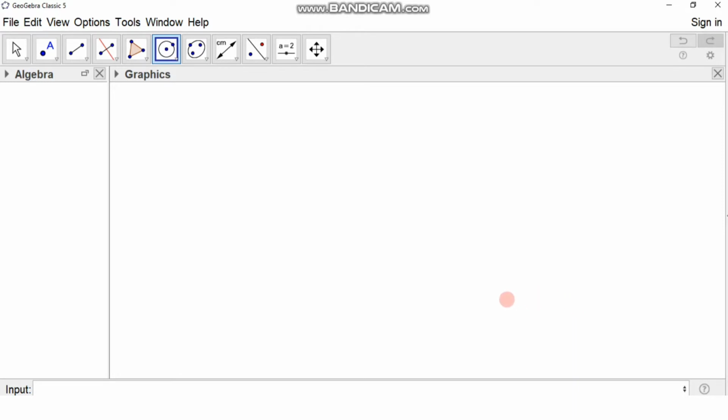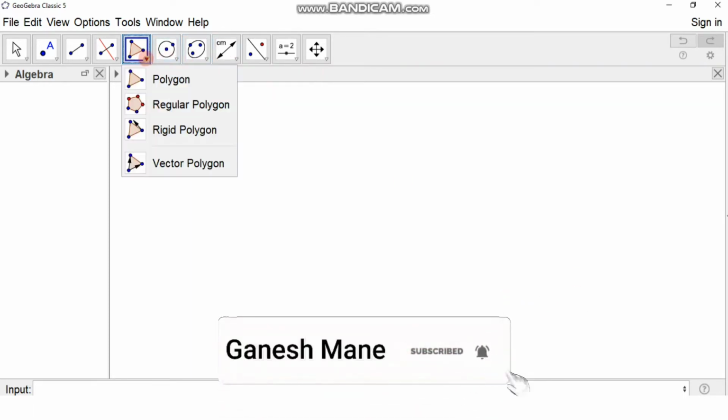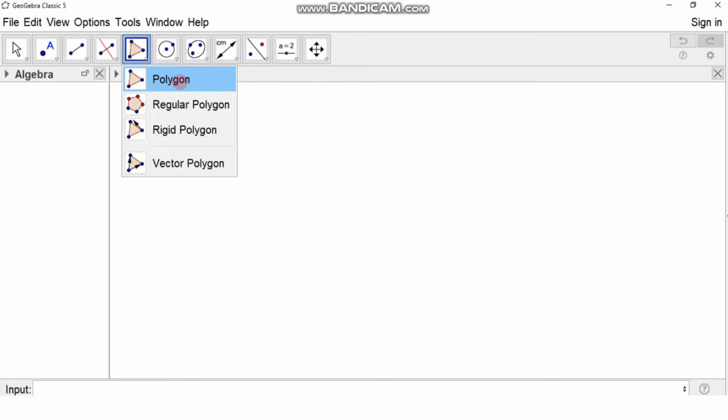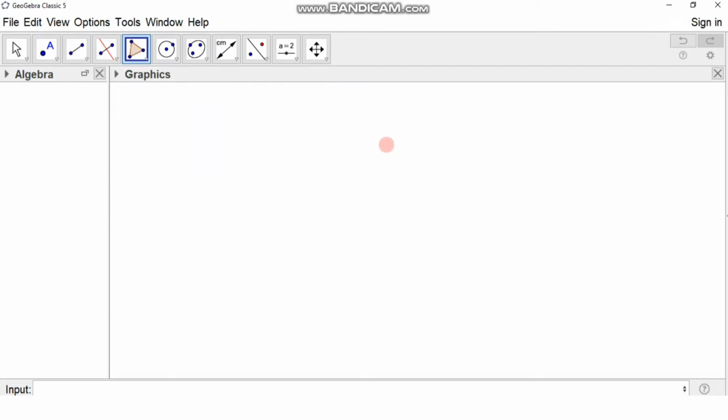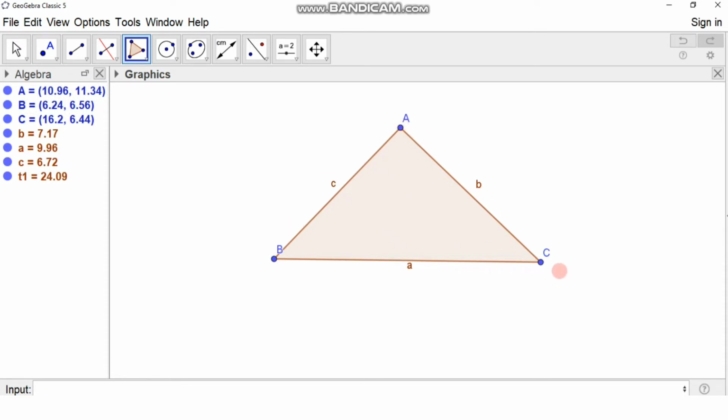That's why first of all we should have one triangle. So we have a polygon icon, click on that. Under it we have a sub icon polygon, click on that. Then we have to construct a triangle. Click anywhere on this interface to get point A, then point B, and then point C, and again end it with the starting point, that is A. So this is the triangle ABC we get.